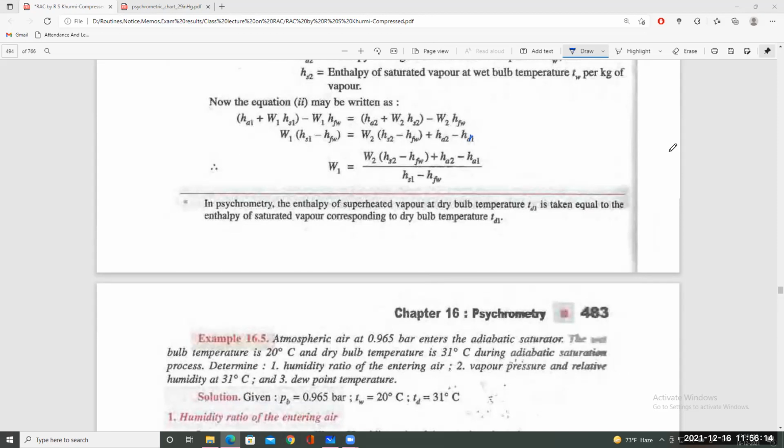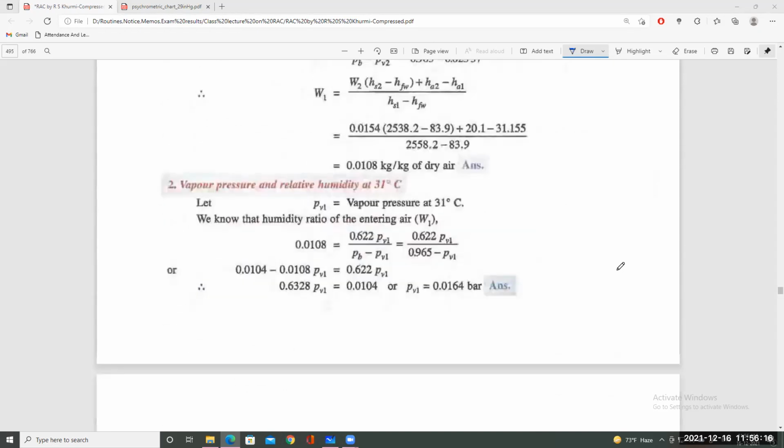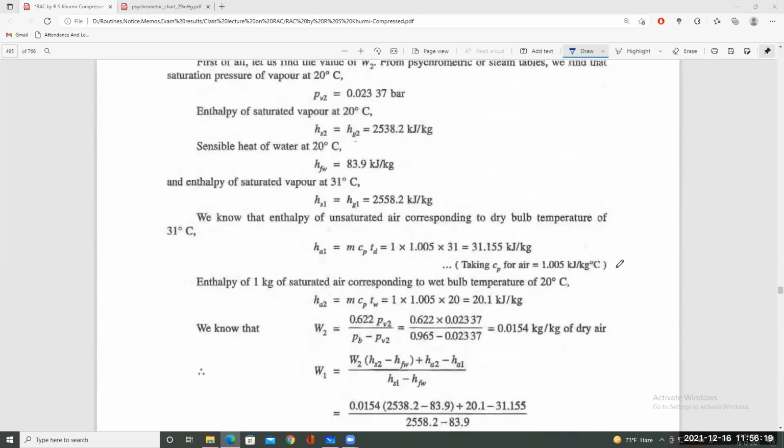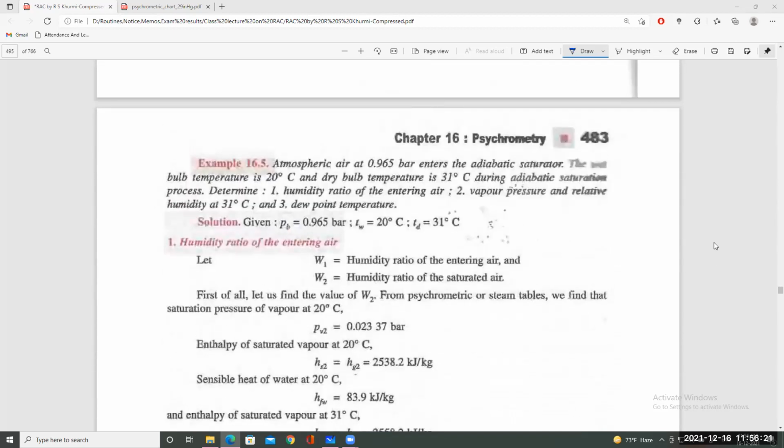Now let us go through some practical problems, then go for the psychrometric chart. The atmospheric air at 0.985 bar enters the adiabatic saturator. The wet bulb temperature is 20 degrees centigrade and the dry bulb temperature is 31 degrees during this adiabatic saturation process. Find the humidity ratio of the entering air, vapor pressure, relative humidity, and dew point temperature.